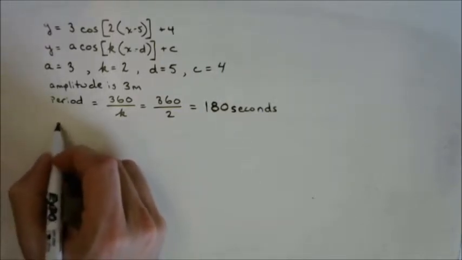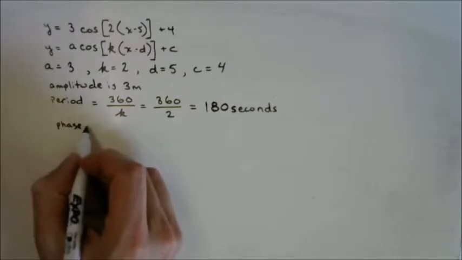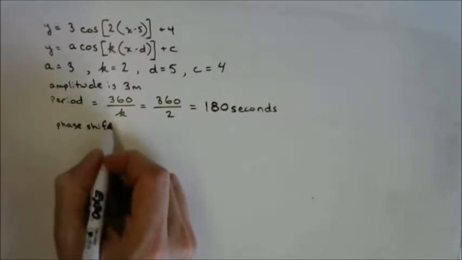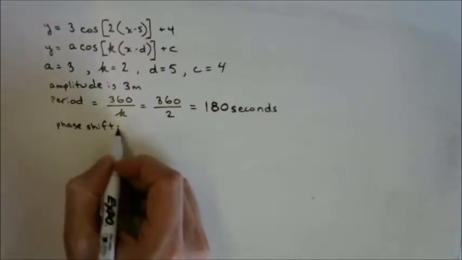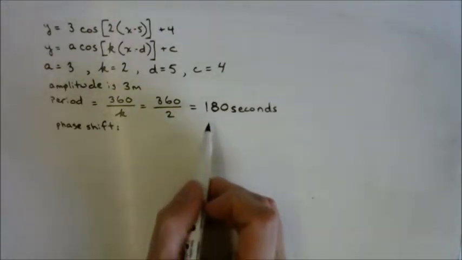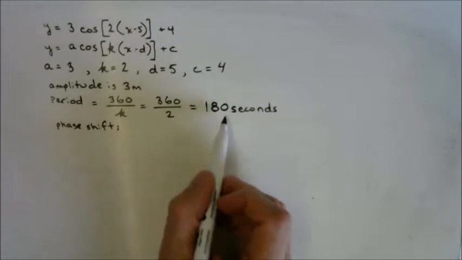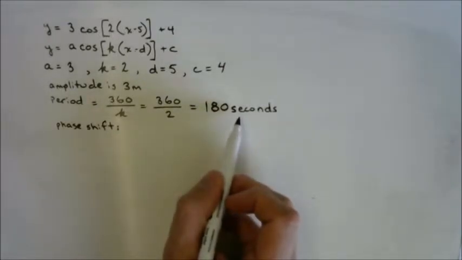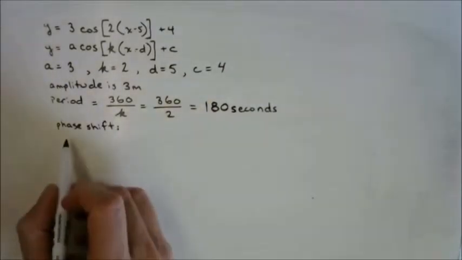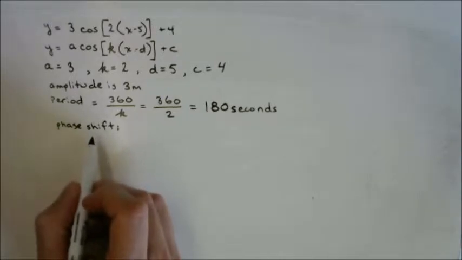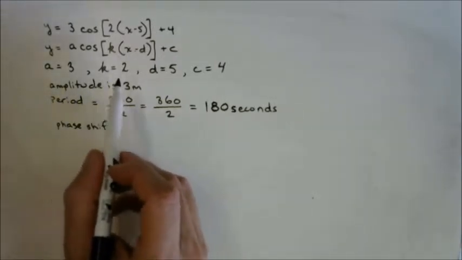Let's talk about phase shift. The period is the time for it to go once around. For it to repeat itself is going to take 180 seconds. Yes. Okay. Phase shift is determined by what parameter? A, K, D, or C?